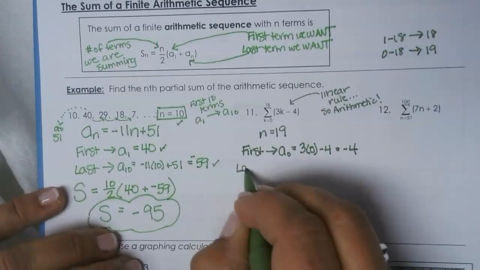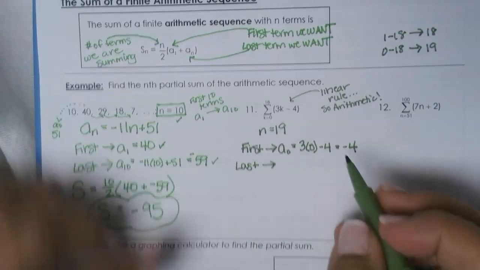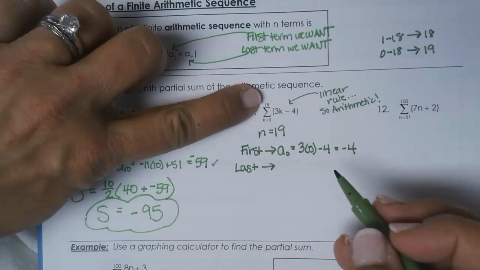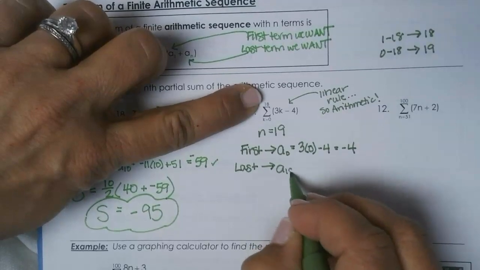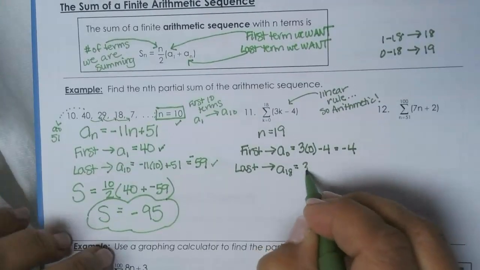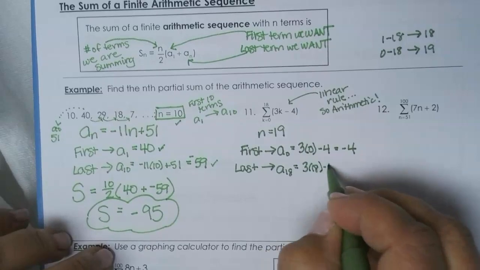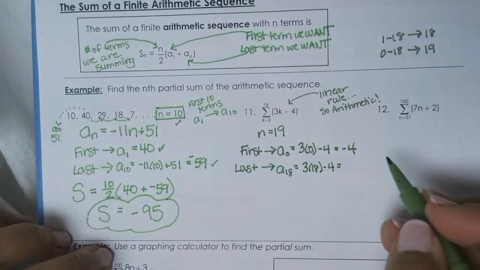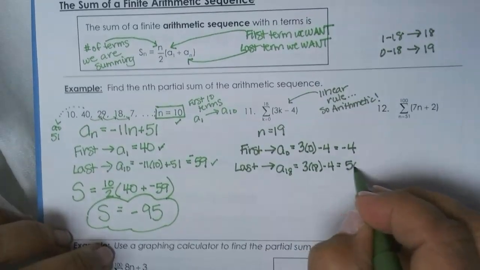Now we want the last term that we care about in our summation. And this tells us that we're going to find a sub 18. So we'll take 3 times 18 minus 4. 54 minus 4 is 50.